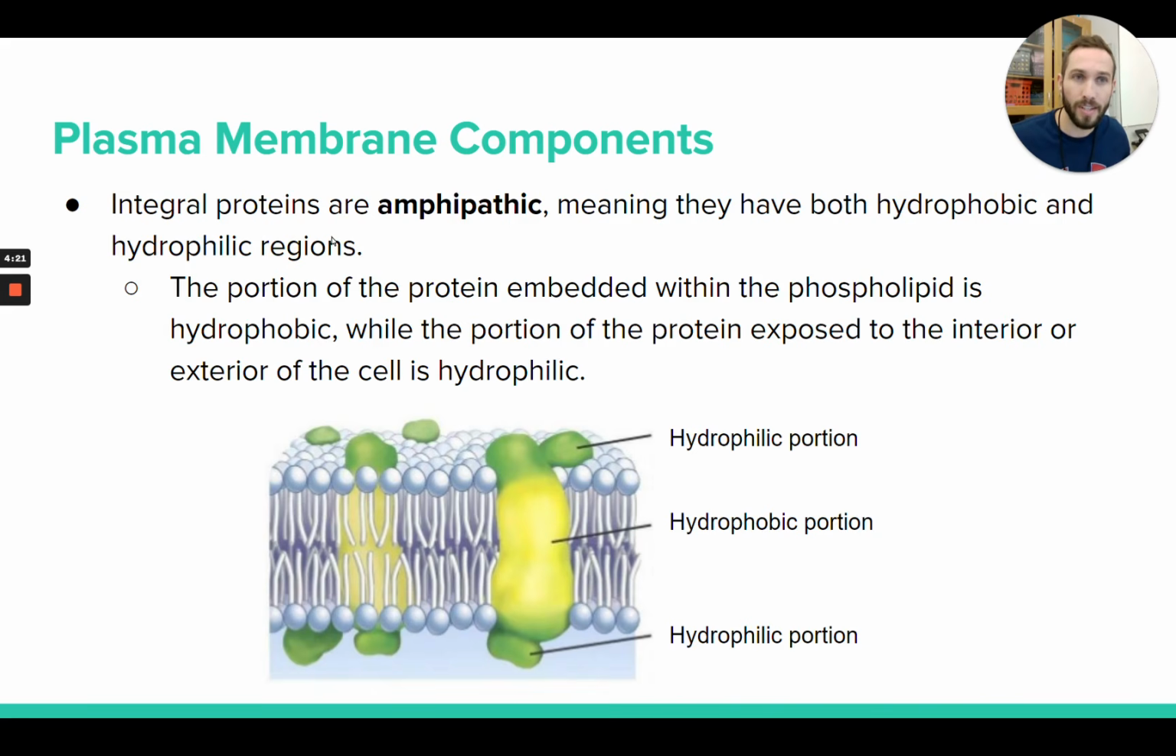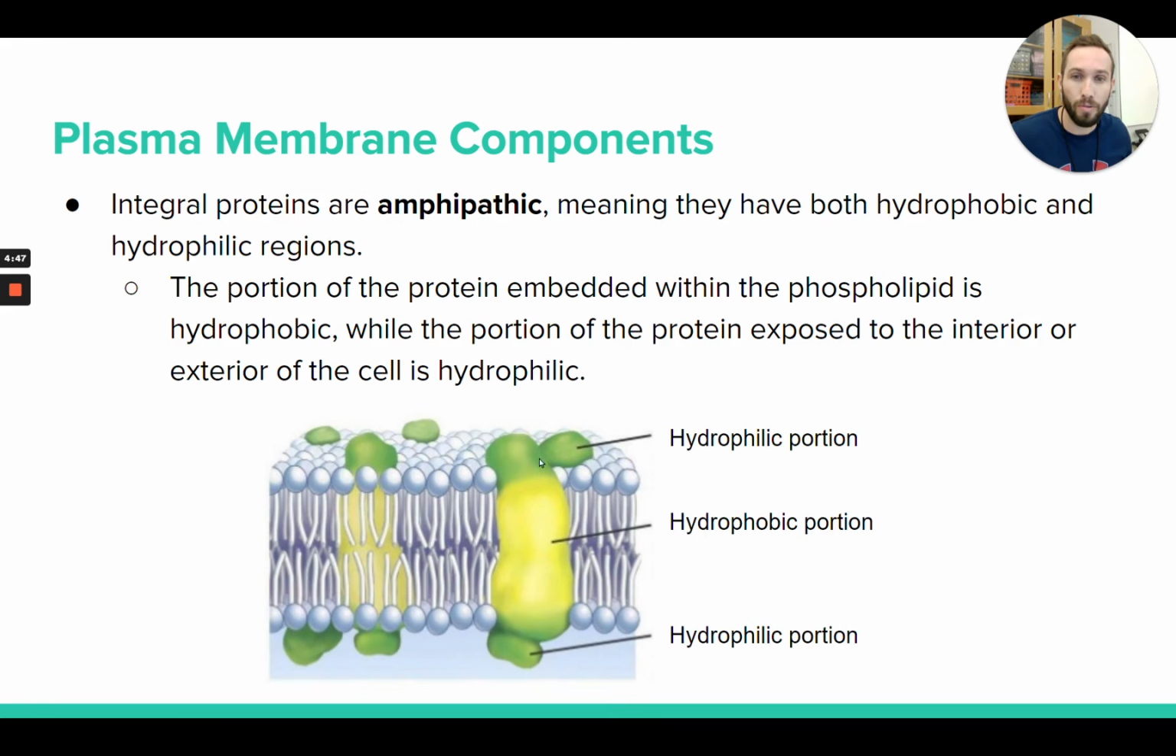Those integral proteins that I just pointed out, there's a new vocab word here for you guys, which is amphipathic. Amphipathic refers to molecules that have both hydrophobic and hydrophilic regions. These molecules are not completely hydrophobic, and they're not completely hydrophilic. There's actually a piece of the molecule that's really hydrophobic and a piece that's really hydrophilic. And that's going to be true always of integral proteins.